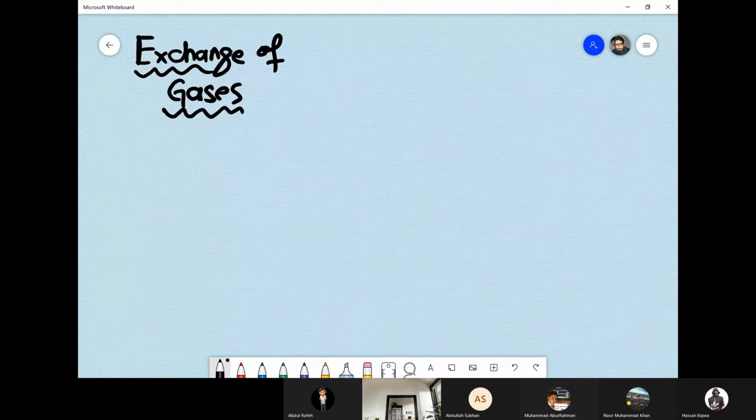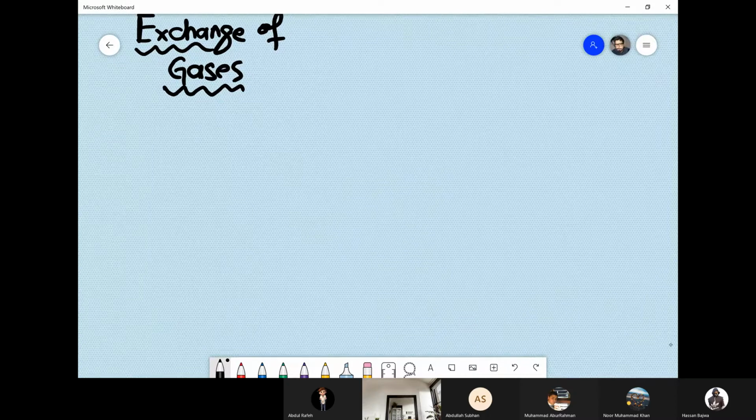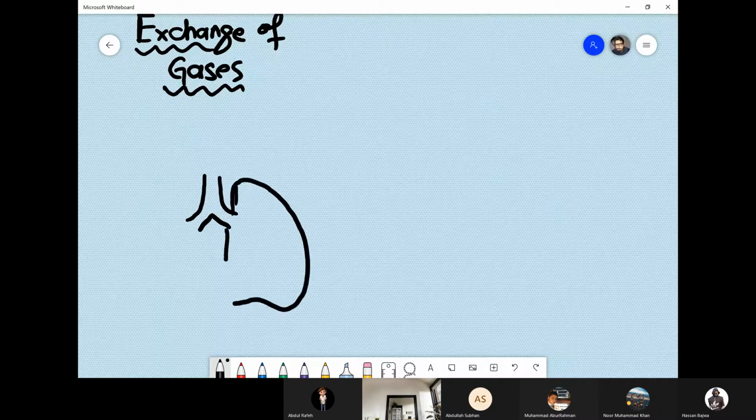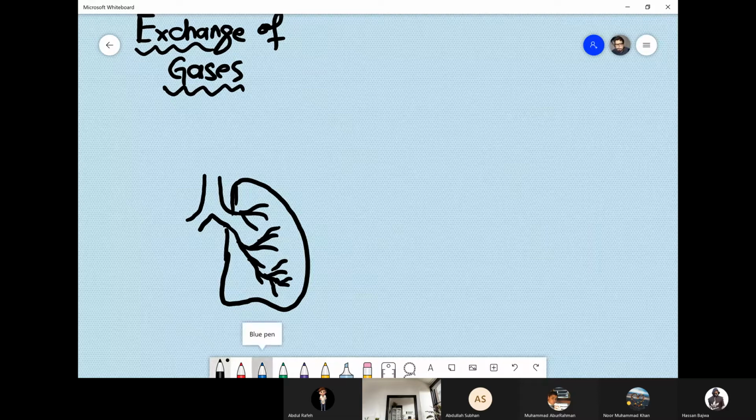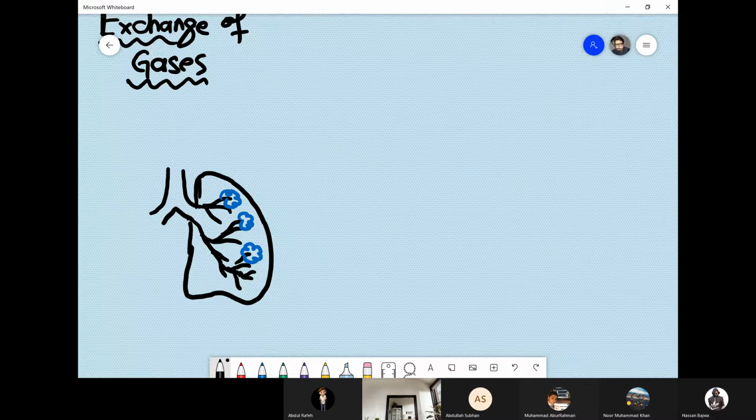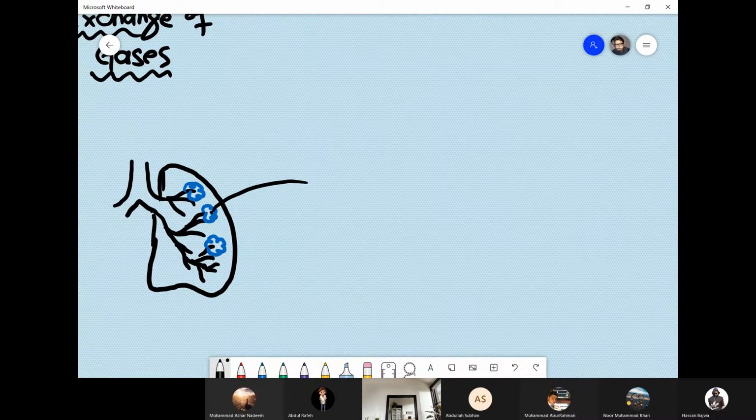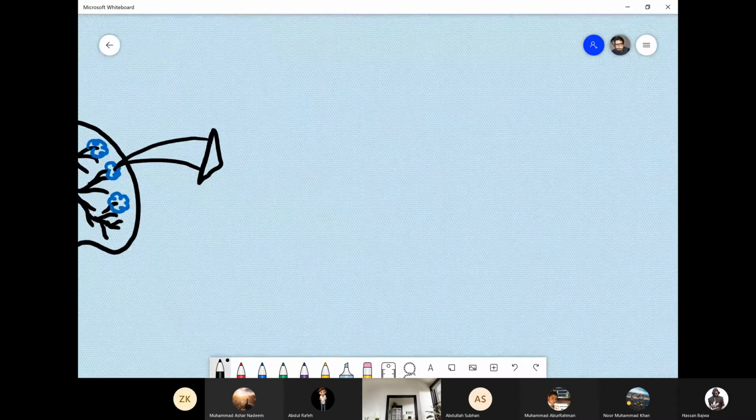Now, boys, if you guys remember, we learned that we have lungs, and inside the lungs there are bronchioles, and we also learned that at the end of each bronchiole there are alveoli. Now let's suppose that I enlarge this one alveolus.